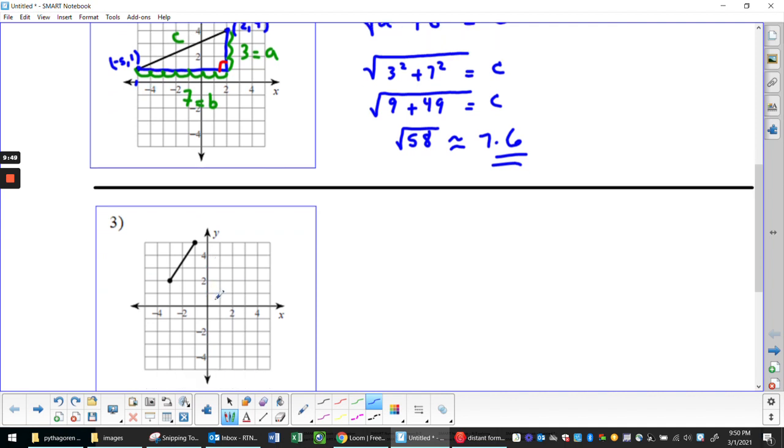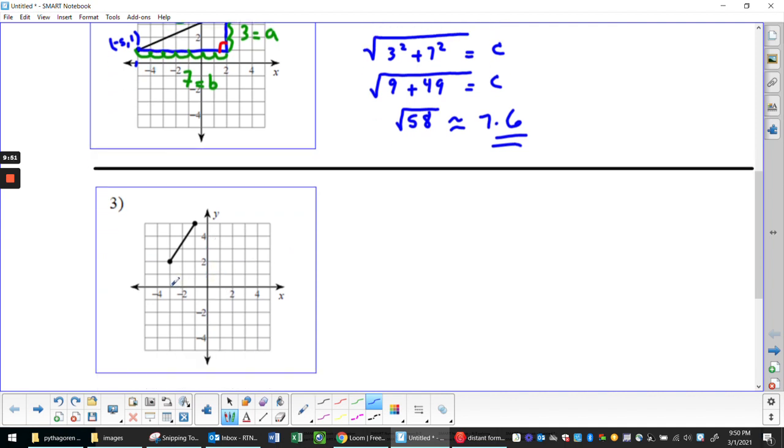I'm going to let you guys go ahead and look at the next question here and do it yourself. See what you get. The first point here for number 3 is (-3, 2). That's this point. And this point here is (-1, 5). Let me write this down again for you so it's a little neater. (-1, 5) and (-3, 2).